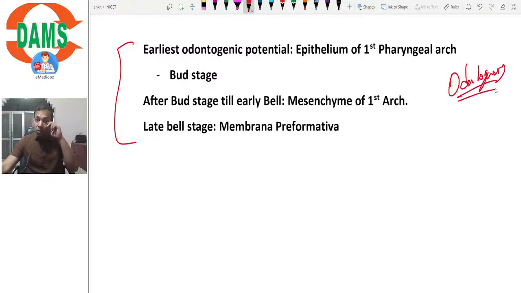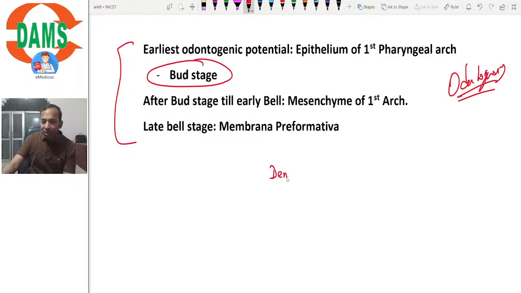So sometimes they'll ask you which of the two components, that is epithelium or mesenchyme, has the earliest odontogenic potential, right? So which of the two has the odontogenic potential in the beginning? In the beginning, before the establishment of the bud stage, right? So before the bud stage, that is the dental lamina stage. Before that, even the primary epithelial band.